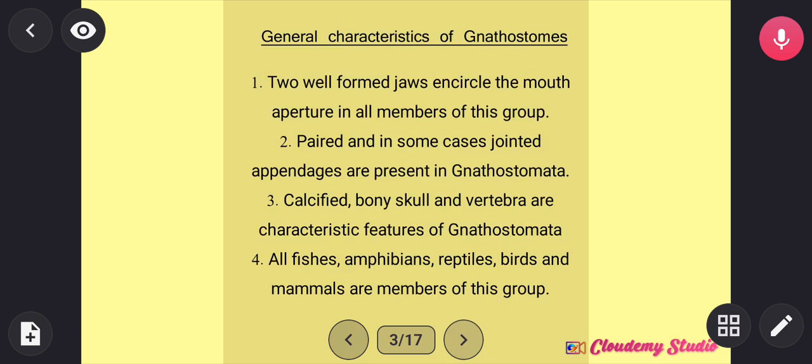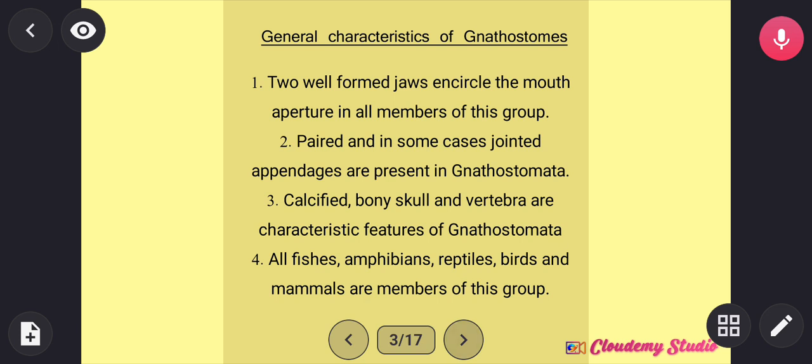The general characteristics of gnathostomes include the jaw, which encircles the mouth, the paired appendages that are present in all gnathostomes, a calcified bony skull as well as vertebrae. The fishes, amphibians, reptiles, apes are all members of the class gnathostomes.